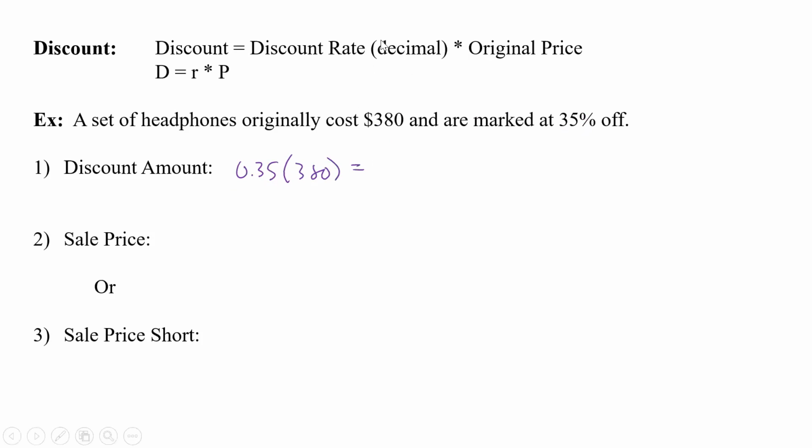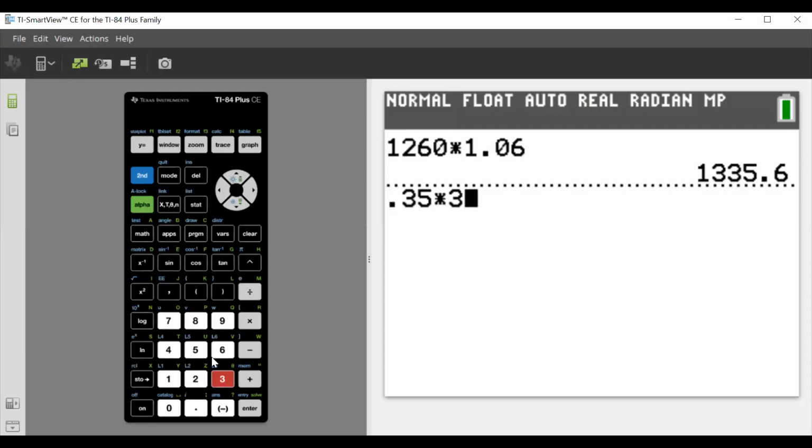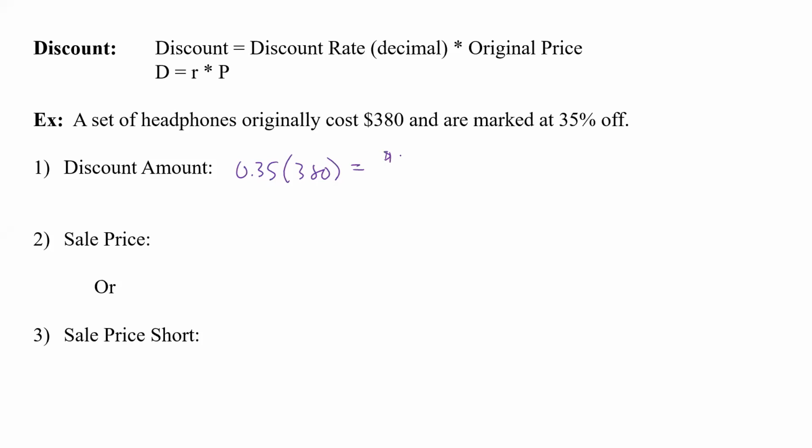Now we multiply that out in our calculator. So 0.35 times 380, and we get $133. Okay, so that's how much we're going to apply for a discount. That's how much discount is taken off.